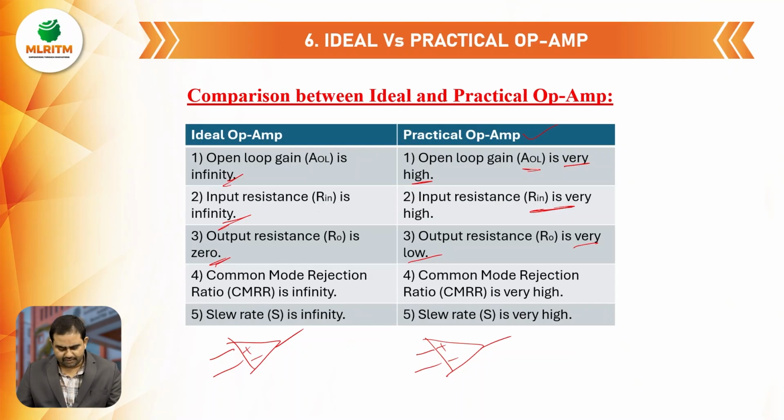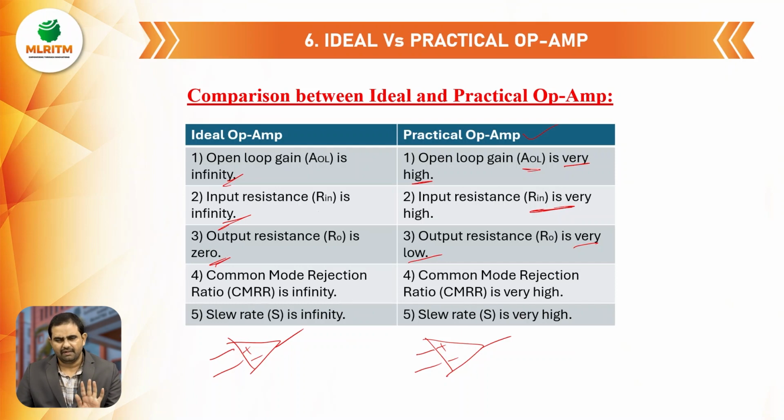Later we will see what is this open loop gain, what is this input resistance, what is the output resistance, what is common mode rejection ratio, what is slew rate. In detail we will learn about these parameters in the coming classes. Now we will just try to remember the values we have to write. Okay, only 5 parameters I have considered, right?